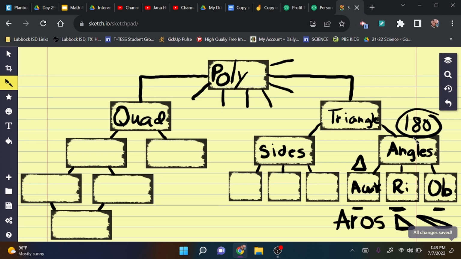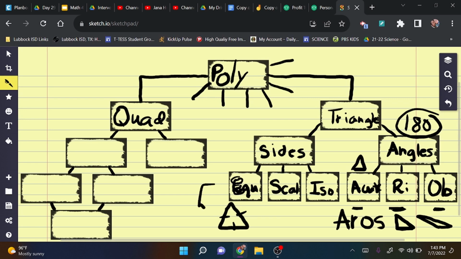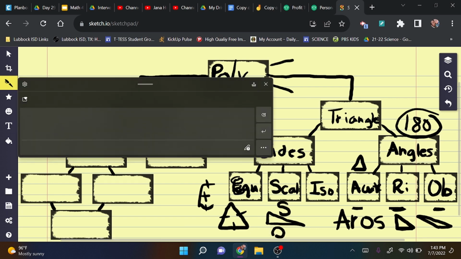We can also do it by the sides. There's an equilateral triangle, a scalene triangle, and an isosceles triangle. I remember this: equilateral means all sides are equal. And when you look at this E, there are 3 equal sides in the E. Scalene means that none of the sides are congruent. And I think about every time I step on the scale, my weight is different. It's never the same. So scalene means 0 equal sides.